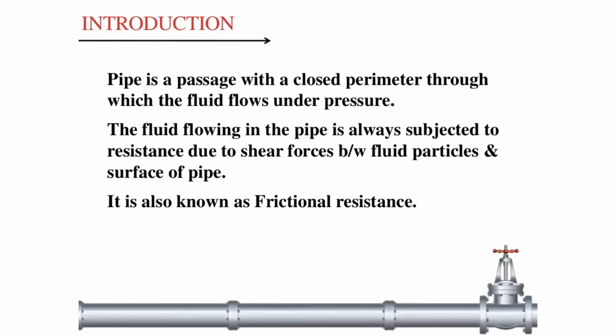If I'm talking about flow through pipe, students, the liquid will be flowing through a pipe, correct? Basically all the pipes are made up of stainless steel. We are going to understand the energy inside the pipe, what the types of energy are, and how the water flows through them. A pipe is a passage with a closed perimeter through which the fluid flows under pressure. The fluid flowing in the pipe is always subjected to resistance due to shear force between fluid particles and the surface of the pipe. This is known as frictional resistance. Is it clear?